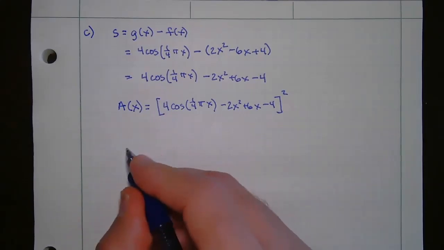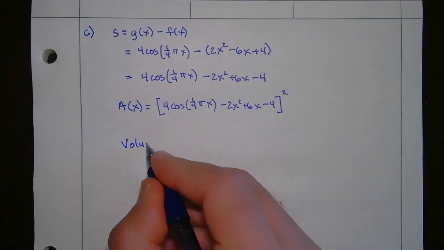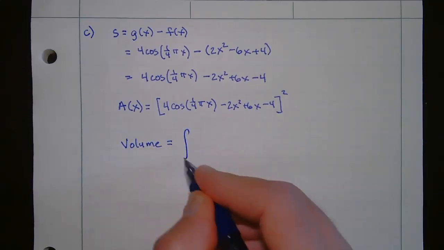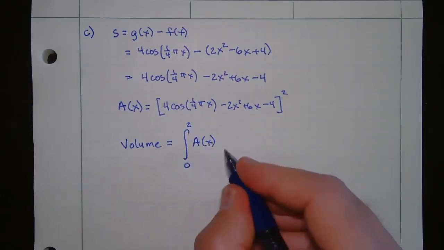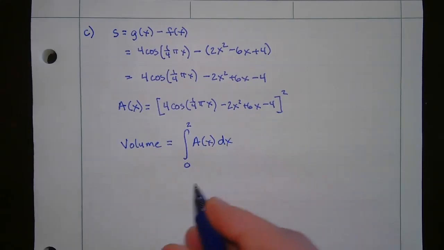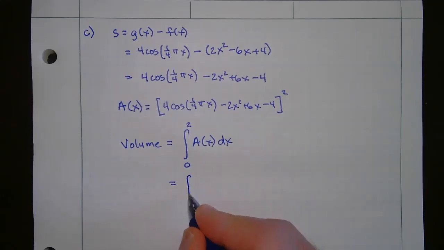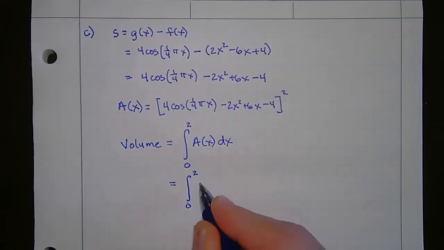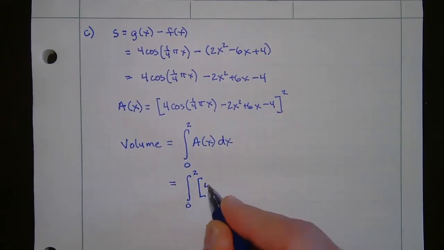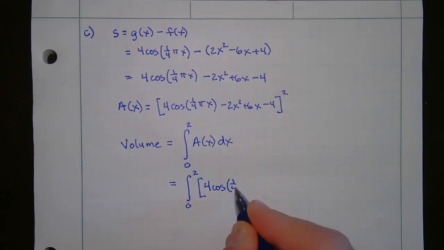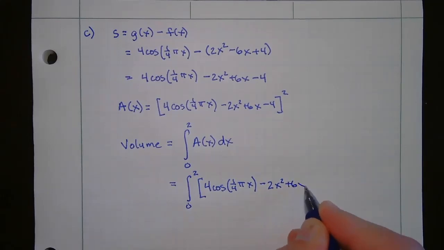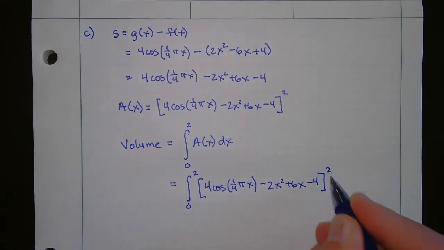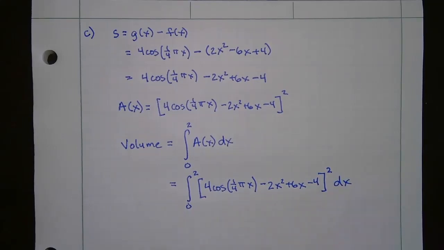All right, so the integral expression for volume, so the volume would equal the integral from 0 to 2 of A of x, that would be the area of it, times the thickness of it, which is my dx. So then the integral expression would be the integral from 0 to 2 of 4 cosine of 1/4 pi x minus 2x squared plus 6x minus 4, close the bracket, squared, and then dx. And that would be the volume of the solid that they're describing in part C.